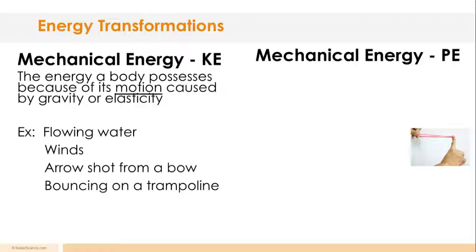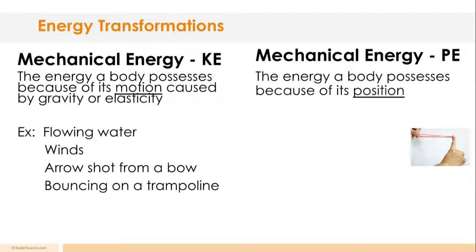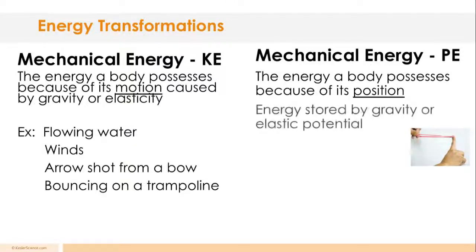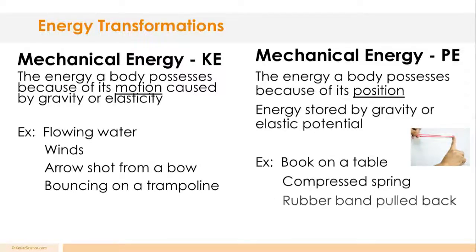Mechanical energy can also take a potential energy form. It's energy that a body possesses because of its position, where it is because of gravity or its elastic potential. So, a book on a table, a compressed spring, or a rubber band pulled back are all examples of mechanical energy in its potential form. As soon as it's able to be moved, it starts moving and it takes on mechanical energy in its kinetic form. So, the big thing, if you remember that if something's moving, it has mechanical energy. That's the way you're going to see it most of the time.